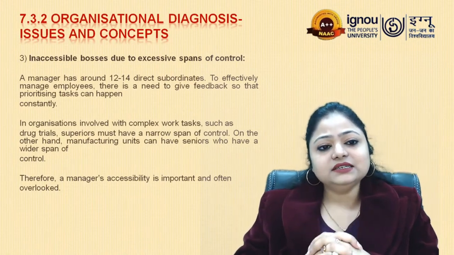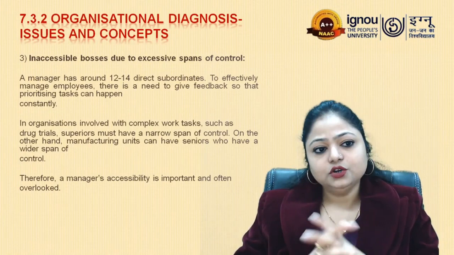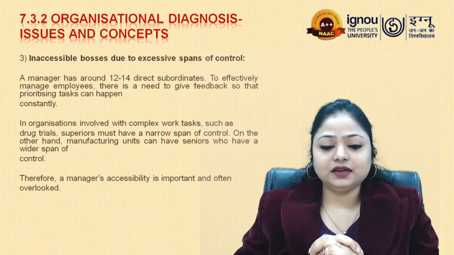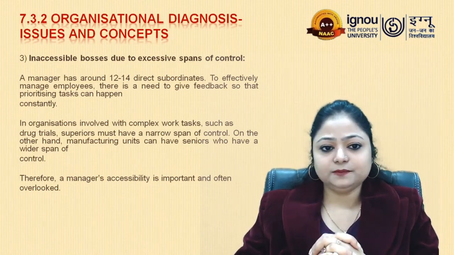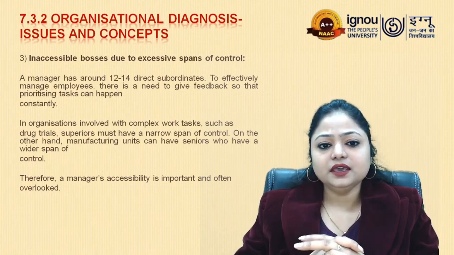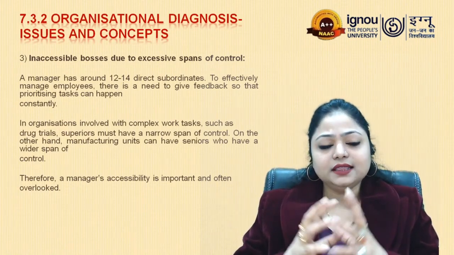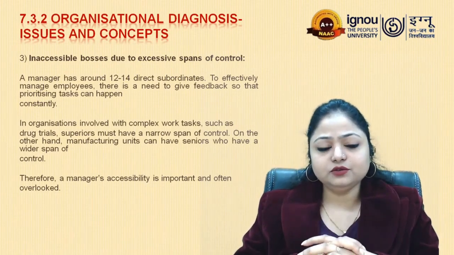Okay, so a manager has around 12 to 14 direct subordinates. To effectively manage employees, there is a need to give feedback so that prioritizing tasks can happen constantly. So each and every employee is getting feedback from their manager, from their supervisor, and there are only 12 to 14 direct subordinates of that particular manager.